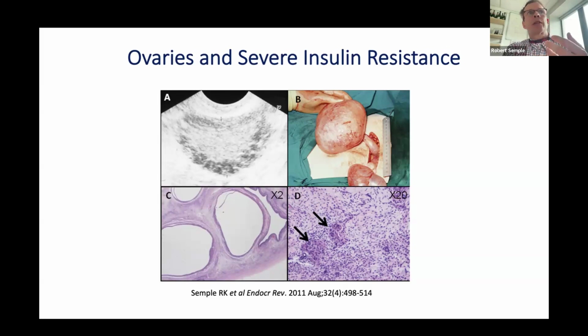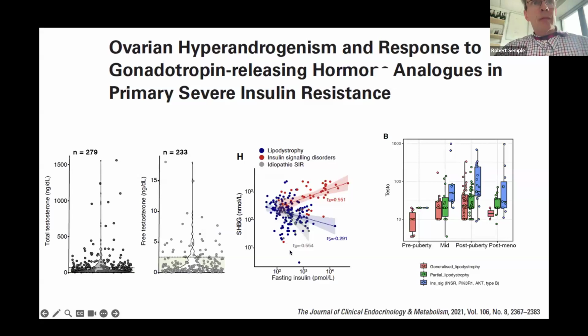And very high levels of insulin produce this sort of necklace appearance characteristic of PCOS, of the ovary. It looks the same as PCOS histologically. It can be very severe. It can lead to testosterone levels in the male range. This is just some data taken with colleagues in the NIH from the dual Cambridge and NIH data sets, just demonstrating the sort of testosterone levels that we can see in these big selected populations with severe insulin resistance.